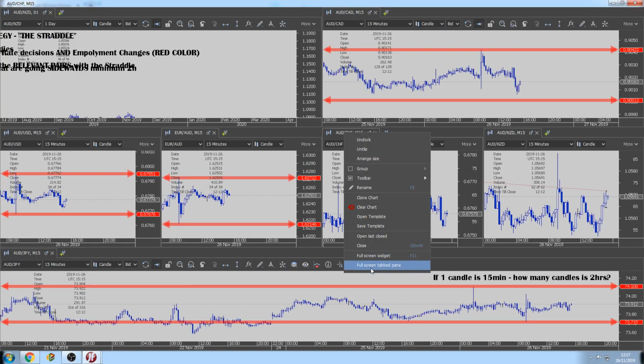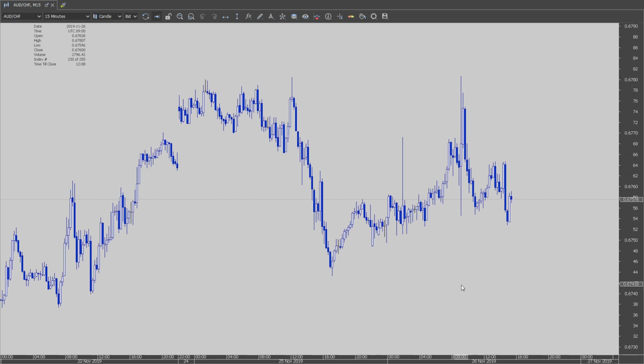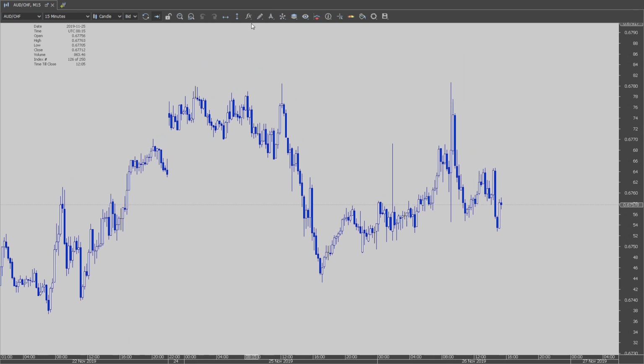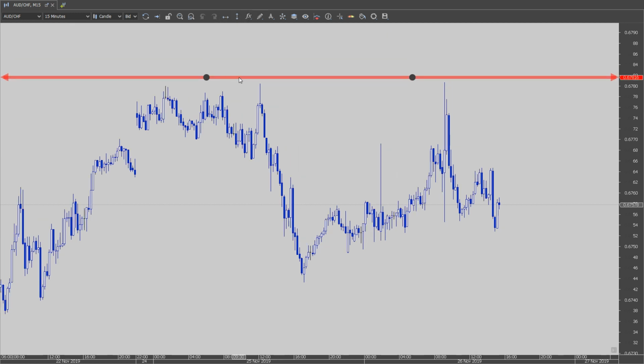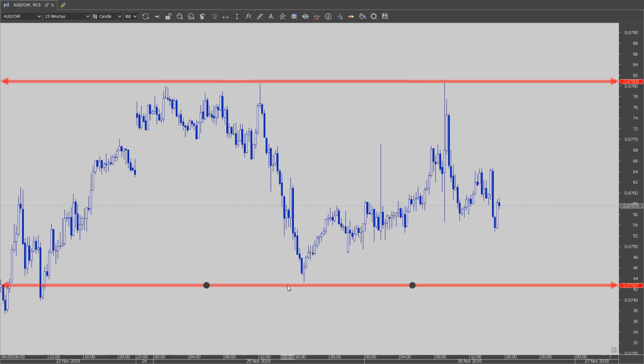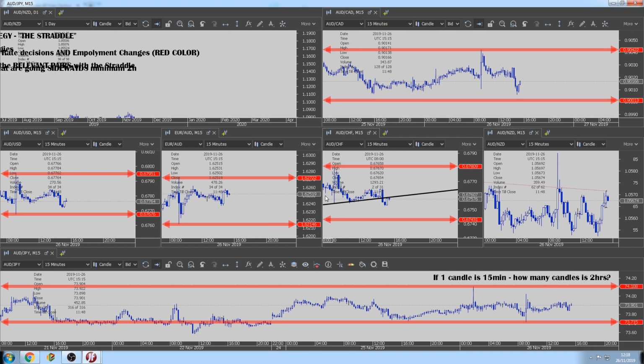AUD CHF. AUD CHF, we have a little bit different, you know. So AUD CHF, okay, I can choose this one, I can choose this one, but it's not quite sideways because it was trending up and now looks like maybe not the perfect one.